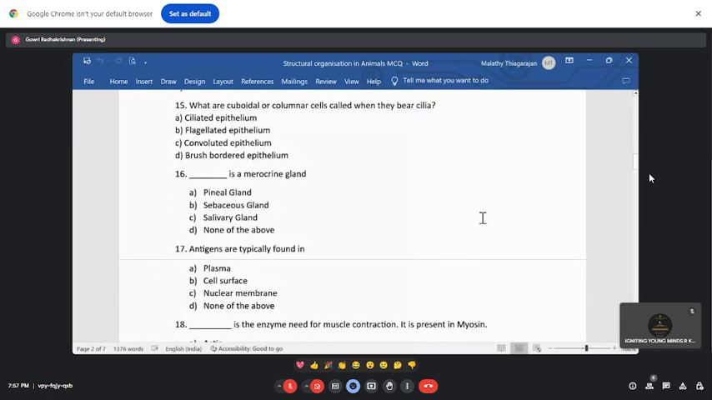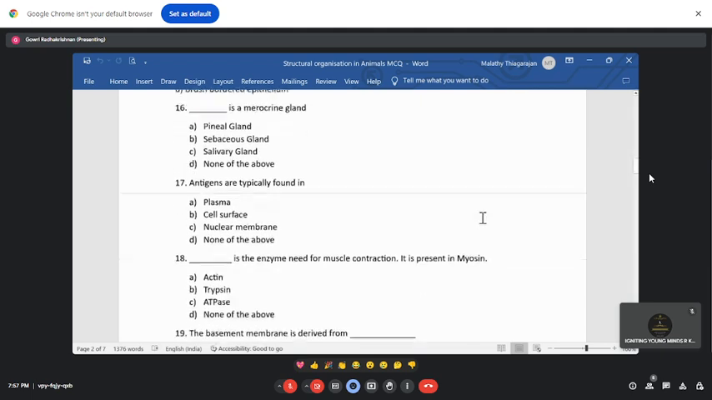Okay, 15th. What are cuboidal or columnar cells called when they bear cilia? We saw that the brush bordered epithelium has microvilli. But when it has cilia, cilia is a hair-like structure on one side. So if it has, then what is the name of the epithelium? Ciliated epithelium. 16th.